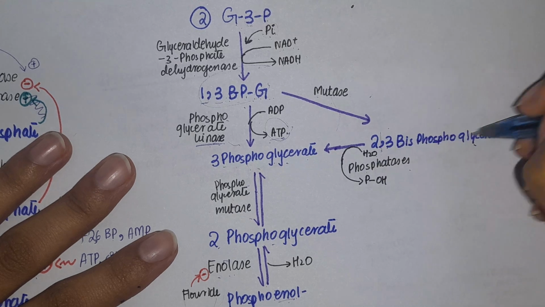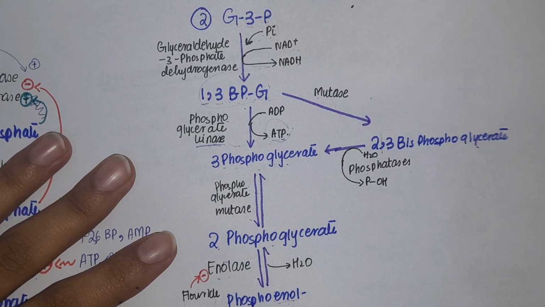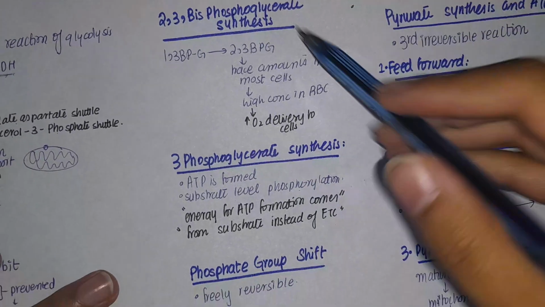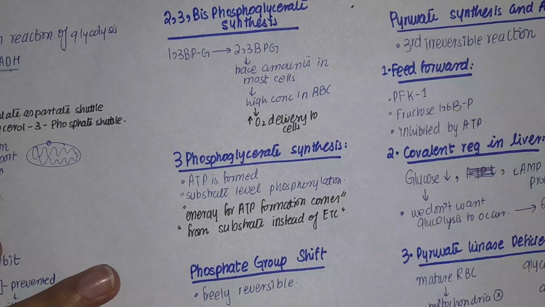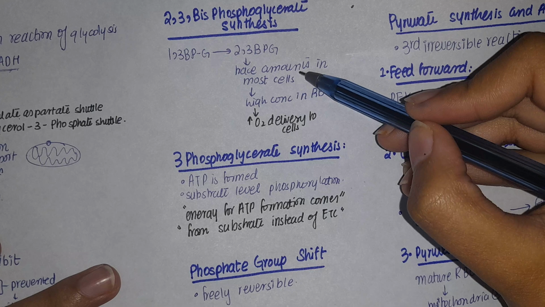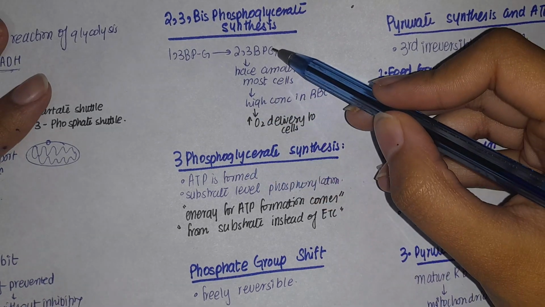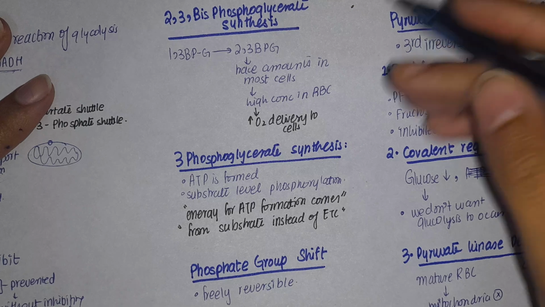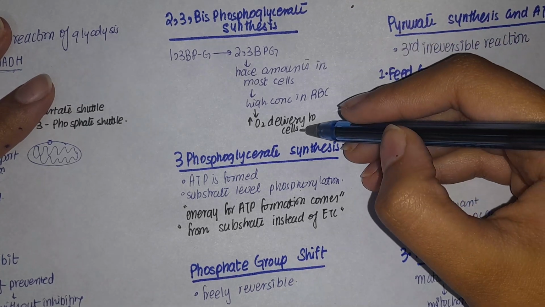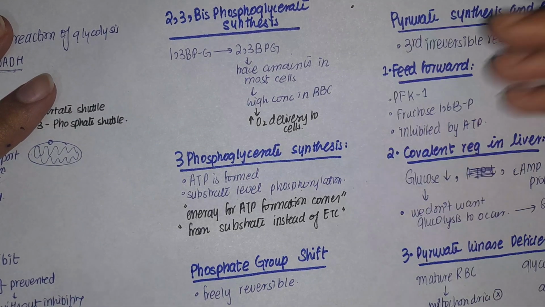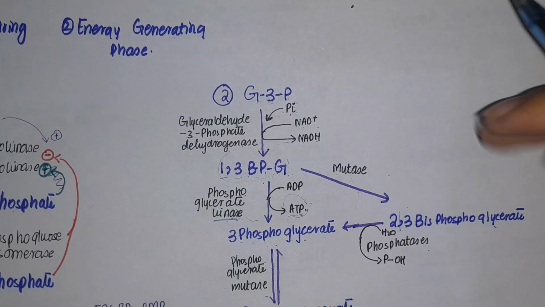Now, why is this 2,3-bisphosphoglycerate important, especially for the red blood cells? If you have studied your blood module, you know that most cells have only a trace amount of this compound, but in red blood cells it is very important because it helps them to increase the oxygen delivery to the tissues. With that, we are done with the energy generating phase of glycolysis.